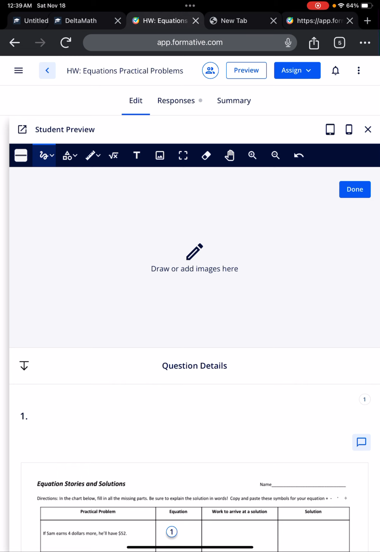So Sam earns $4 more. He'll have $52. So to write out the equation, you need to see what the question is asking. So it's asking how much he had originally. So the original amount that he had was X. And if he earns $4 more, then you're adding 4. Then now he has 52. So that's your equation, number 1.